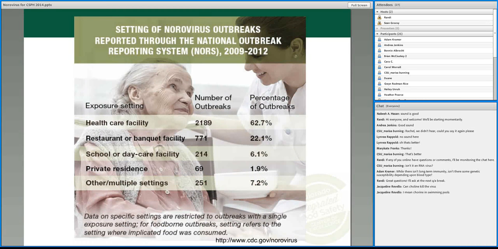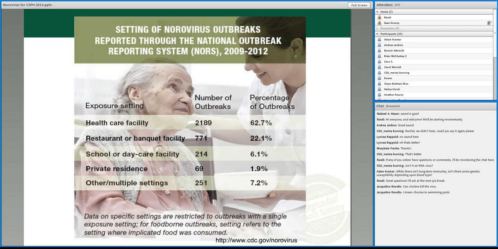Then looking at the settings of norovirus outbreaks that have been reported through the National Outbreak Reporting System, or NORS, that's how CDC collects and manages data on outbreaks. This is looking at 2009 to 2012. And the largest percentage, unsurprisingly, are healthcare facilities. That includes nursing homes, long-term care facilities, but also other facilities, including hospitals. Those are the largest percent, followed by restaurant or banquet facilities, schools or daycares, and then private residences.